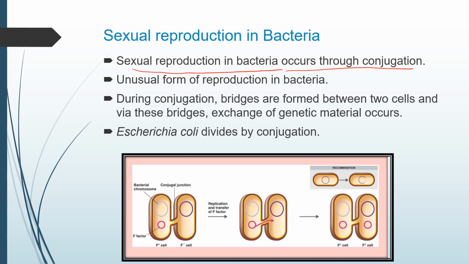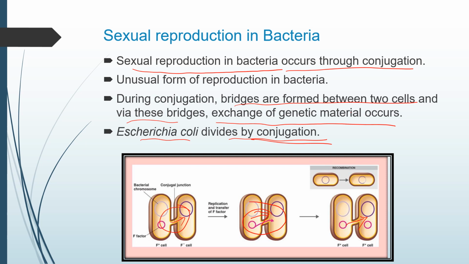During conjugation, bridges are formed. You can see two bacterial cells here, and bridges are formed between the two cells. Via these bridges, the exchange of genetic material occurs, passing from one cell to another. E. coli divide by means of conjugation.